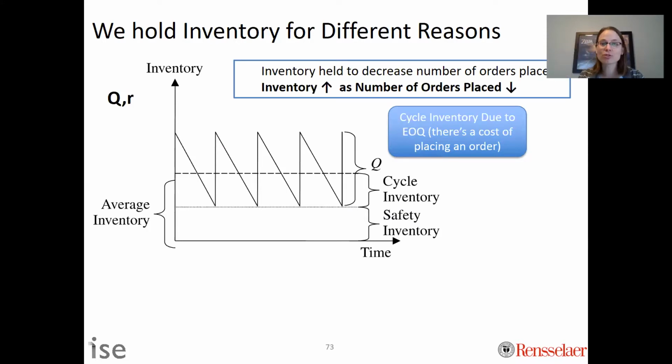So you have inventory for the cycle inventory. Why do I have Q/2 on average? Is because if I order in Q and Q is big, I don't have to place as many orders. And so right now, with COVID, I don't want to go to the grocery store. I'm going to order a lot more at a time so that I can reduce the number of trips to the grocery store. That is a reason to have inventory.